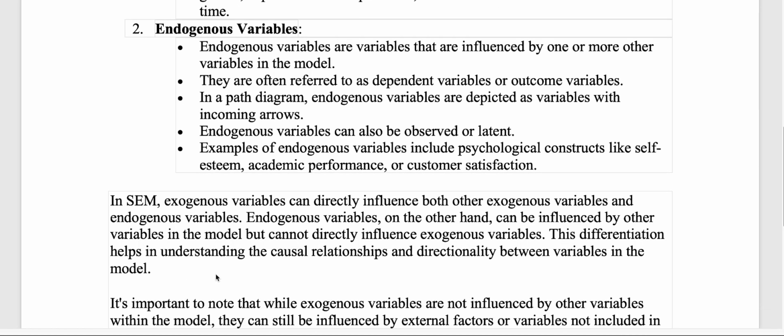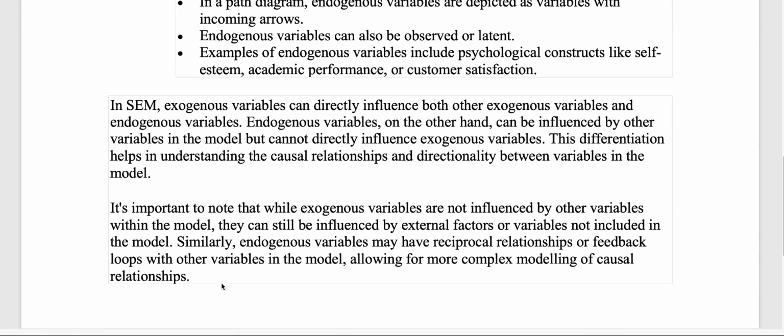In structural equation modeling, exogenous variables can directly influence both other exogenous variables and endogenous variables. Endogenous variables, on the other hand, can be influenced by the variables in the model but cannot directly influence exogenous variables. The difference helps in understanding the causal relationship and directionality between variables in the model. It is important to note that while exogenous variables are not influenced by other variables within the model, they can still be influenced by external factors or variables not included in the model.